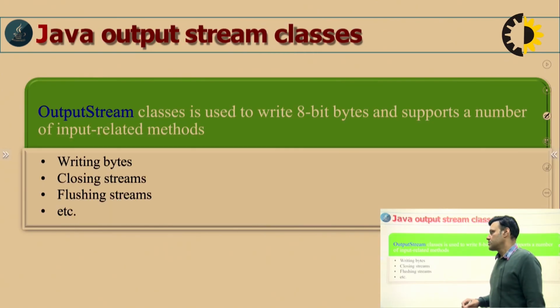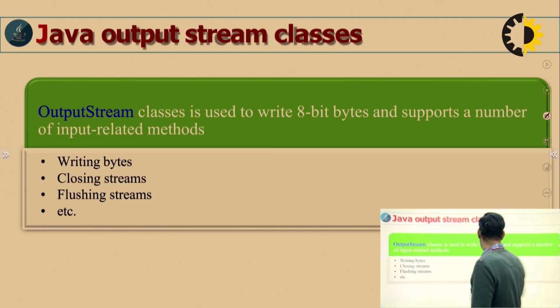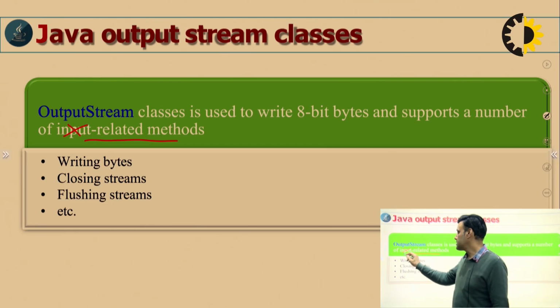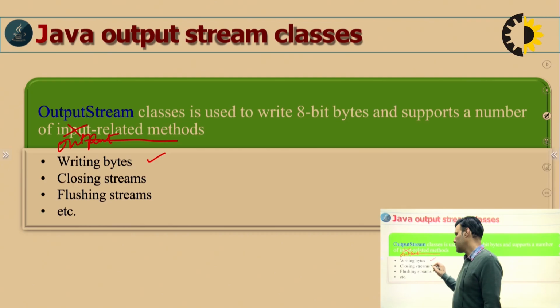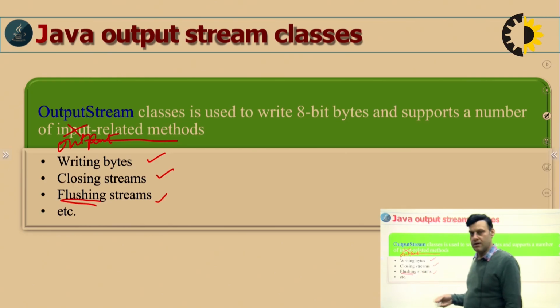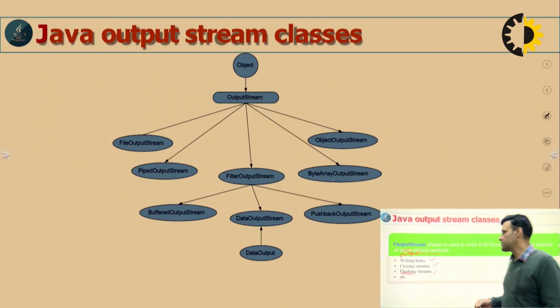Similarly, output supports a number of output related methods. Sorry, it's wrongly written here: output related methods. What output related? We are going to be writing the bytes, closing the stream, flushing the stream. Flushing means refreshing, and so there are a number of operations that we perform.